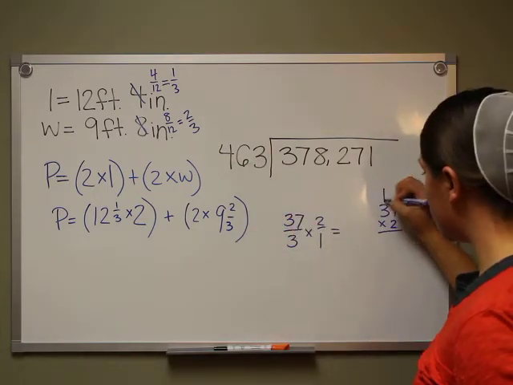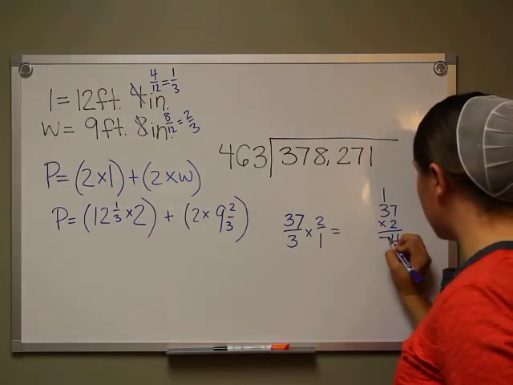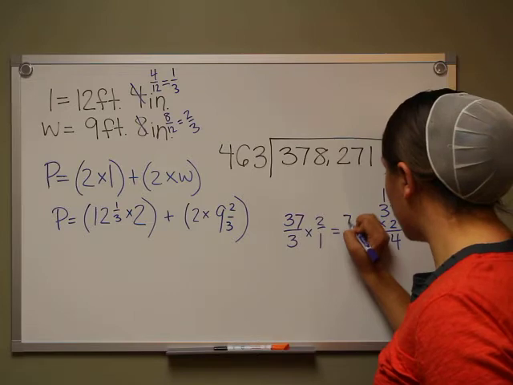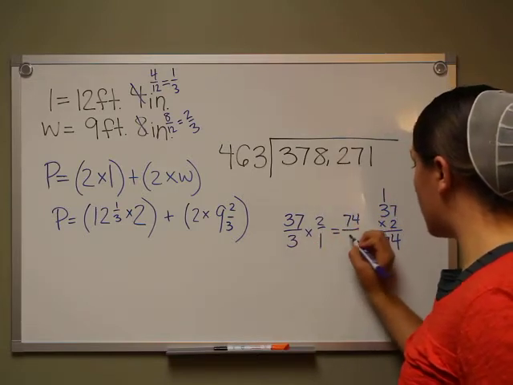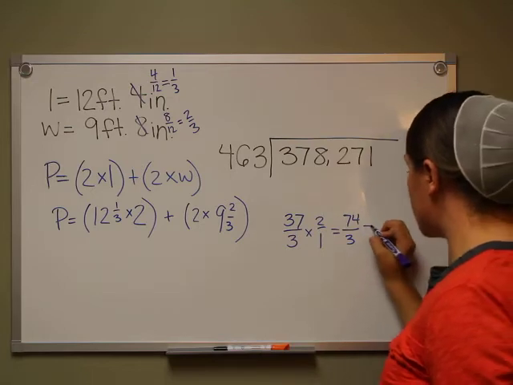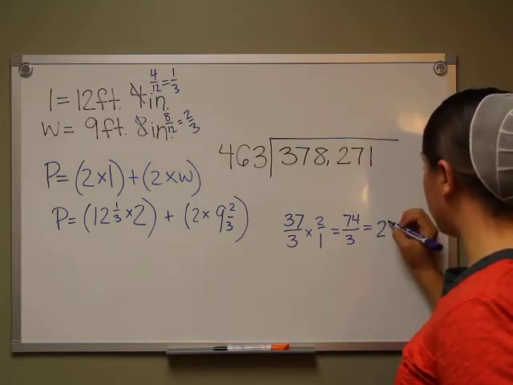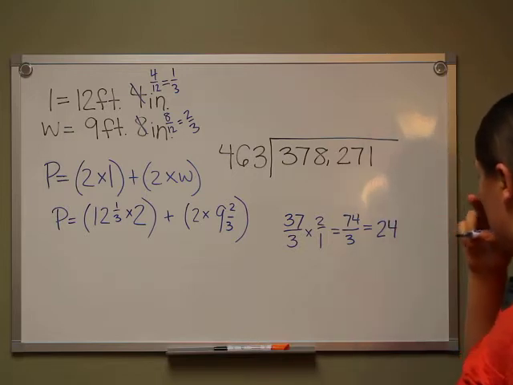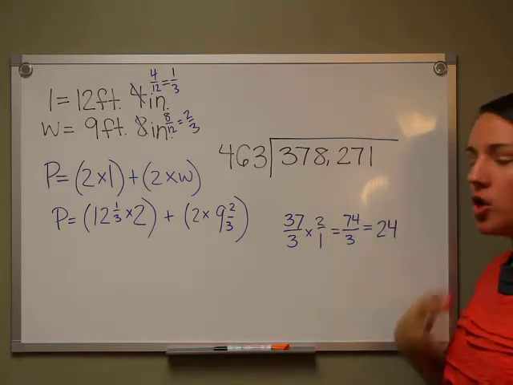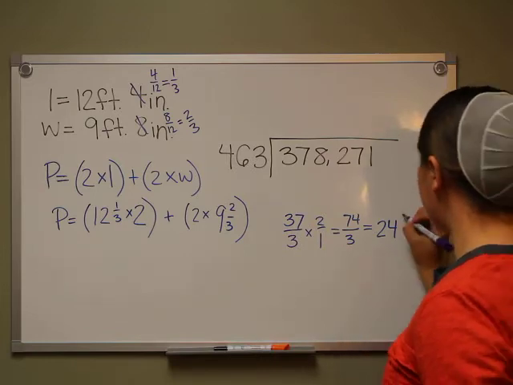So 7 times 2 is 14. 3 times 2 plus 1 is 7. So we have 74 as our numerator. 3 times 1 is 3. Let's make this a mixed number. So we have 24. 3 goes into 74 24 times. And then 2 would be left.